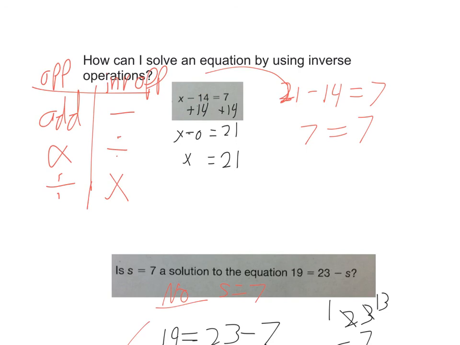Add, subtract, multiply, divide, divide, multiply. You just do the opposite, and you do it to both sides of your equation, and you'll ideally then isolate your variable and tell what it is equal to.